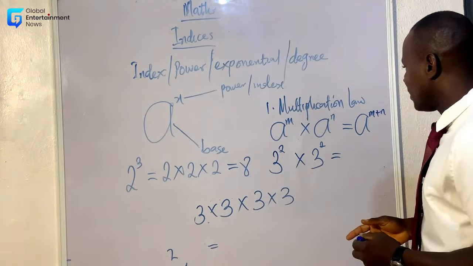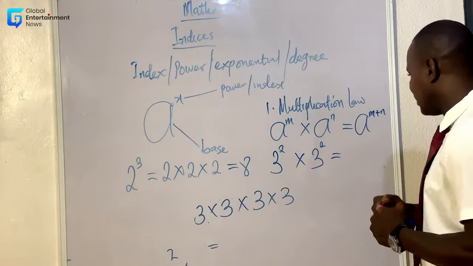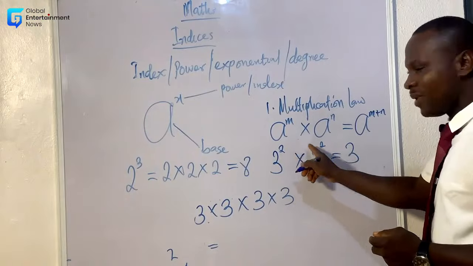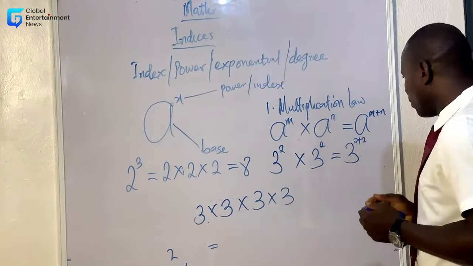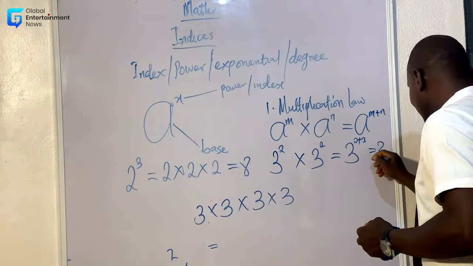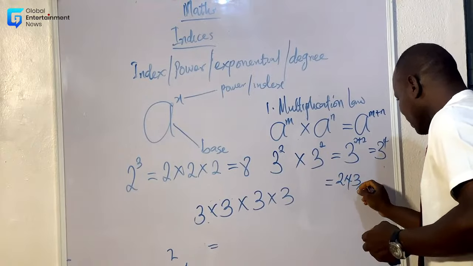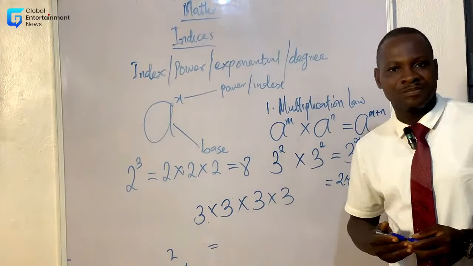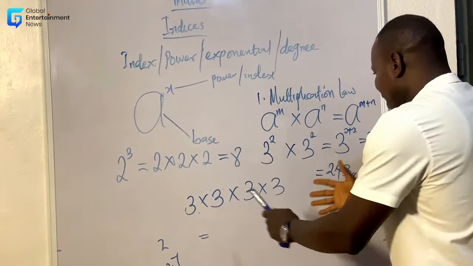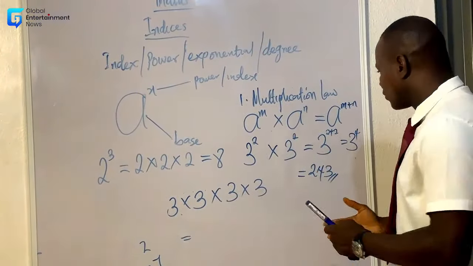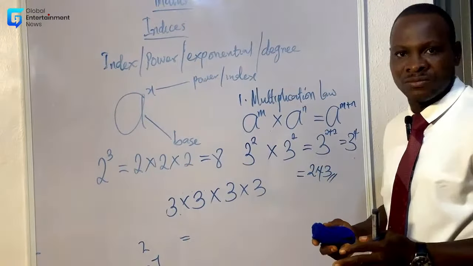What we are going to do is notice that the bases are the same. So we just pick one base, which is 3. And then the power, we add together, which is 2 plus 2. 2 plus 2 will give us 3 raised to power 4, which is 243. So you can see we derive the same thing, but instead of widening your solution, you can just solve it basically. Now, we call this the multiplication law.